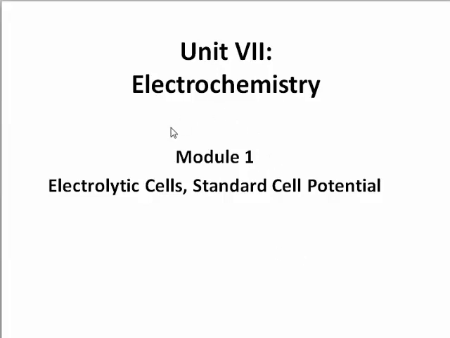This is the lecture for Module 1 of Unit 7. Unit 7 is on electrochemistry. You will see that this brief unit is closely related to the thermodynamics unit of this course. In this module, we introduce electrolytic cells and the standard cell potential.